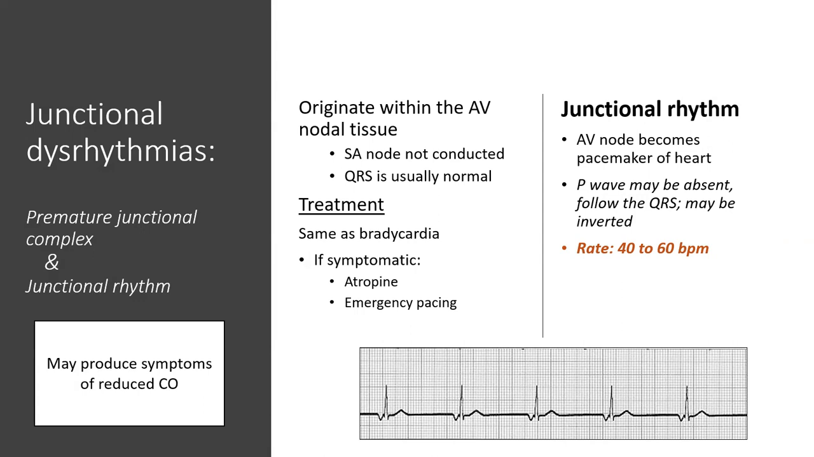Junctional rhythm: the AV node becomes the pacemaker of the heart. P wave may be absent, may follow the QRS, or may be inverted, and your rate is usually 40 to 60 beats per minute. On this, you see how the P wave is just kind of disappearing on this rhythm here.